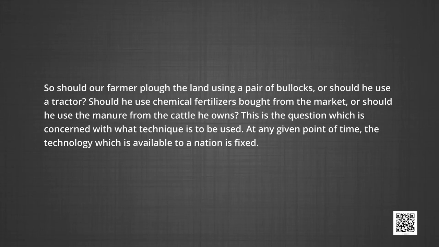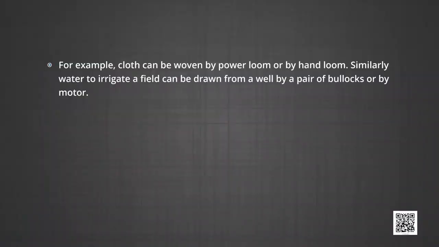At any given point of time, the technology that's available to a nation is fixed. Typically, we think of technology as a set of techniques. A technique, very simply put, is the ratio in which inputs are combined to get an output. For example, cloth may be woven by a power loom or by a hand loom. Similarly, water to irrigate a field can be drawn from a well by a pair of bullocks or by a motor.